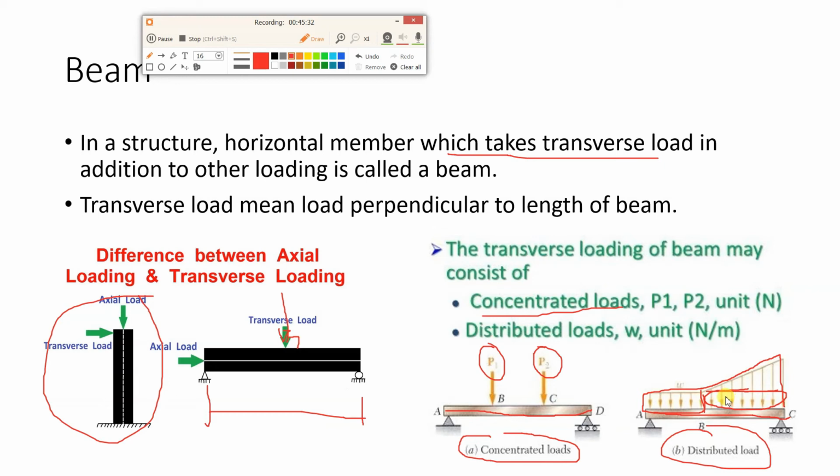What is uniformly distributed load and what is uniformly varying load? So basically here we have seen two types of load. If the load is acting at a particular point like point B and point C, it is called concentrated load or point load. And in the second case, if the load is acting throughout the beam as shown in figure B, that is called distributed load. Again there will be different types of distributed load.